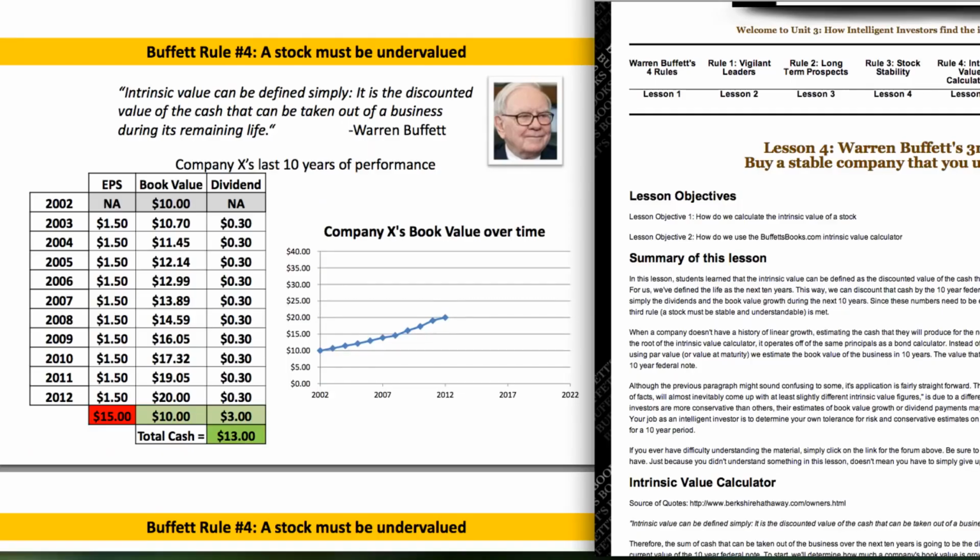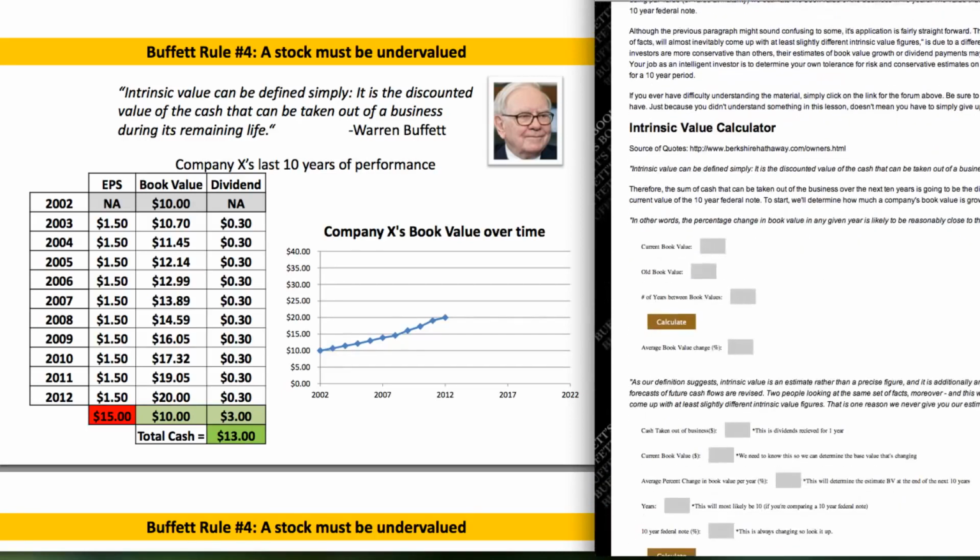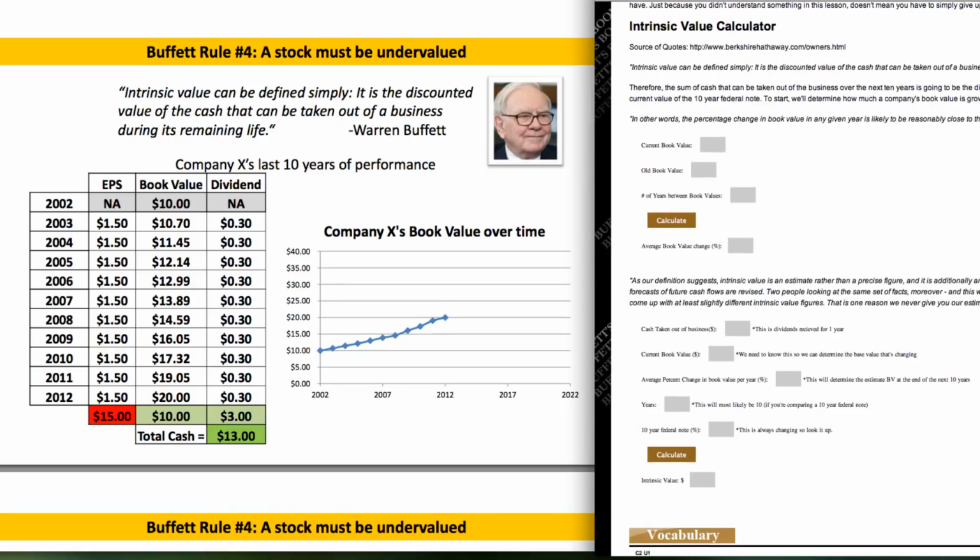Okay, so right now I have the Buffett's Books calculator pulled up, which is just below this video. If you scroll down, you can see that the calculator is broken down into two different sections, and what we're going to use first is the top section. This top section gives us a very rough estimate of how much that book value was growing annually throughout that 10-year period up to where we're at now. So we're first going to input the current book value.